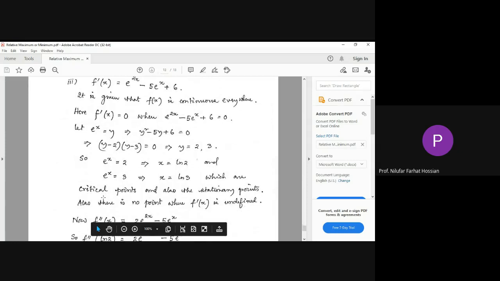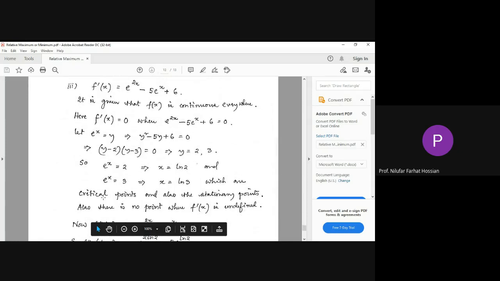Now, this is our next math. This is the derivative. These are exponential functions, so it is continuous everywhere, and the original function is also given that it is continuous everywhere. So let us find the value of x when this derivative becomes 0 or undefined. So f prime x equal to 0 when this whole thing equals 0. So you have to solve it.